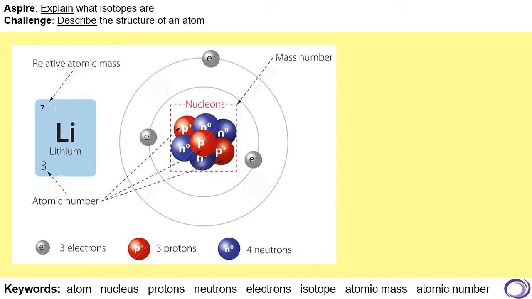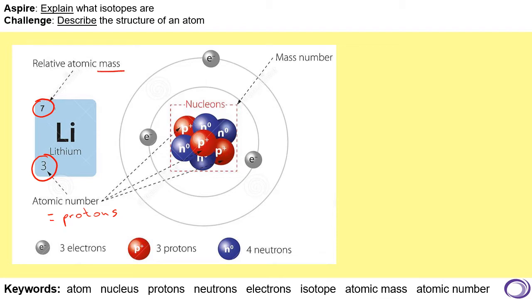Every element in the periodic table will have 2 numbers. This first one here, which is the smaller number, is called the atomic number. And the atomic number tells you how many protons there are in the atom. Okay, so the proton number is another name for it. And then the top number here tells you the relative atomic mass of the atom. Okay, so that is how heavy the atom is.